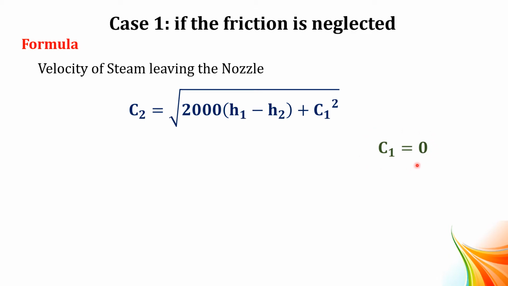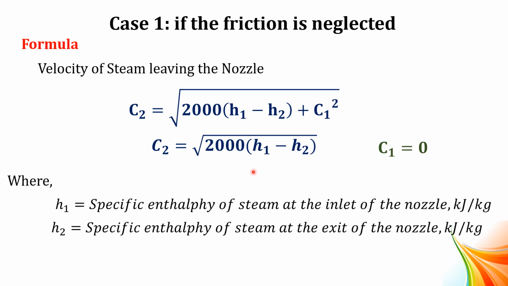Now substituting the value of C1 in this equation, we get C2 equal to square root of 2000 into (H1 minus H2), where H1 is the specific enthalpy of steam at the inlet of the nozzle in kilojoule per kilogram and H2 is the specific enthalpy of steam at the exit of the nozzle in kilojoule per kilogram. Now we can solve this problem by using steam tables.